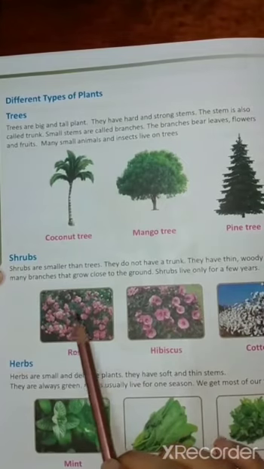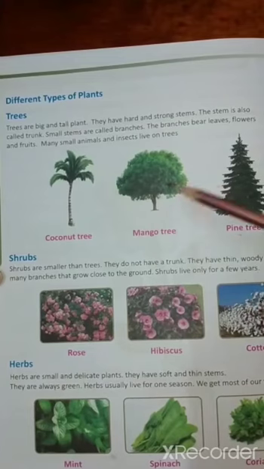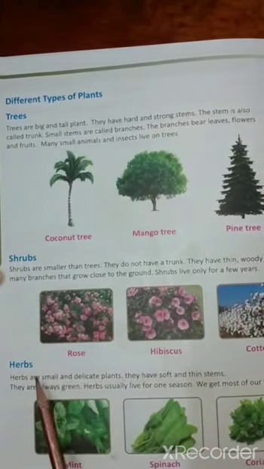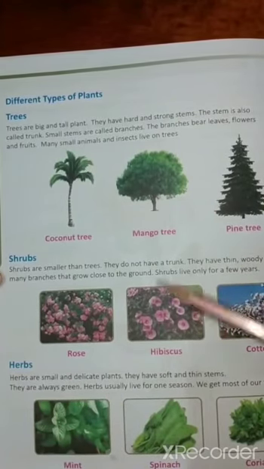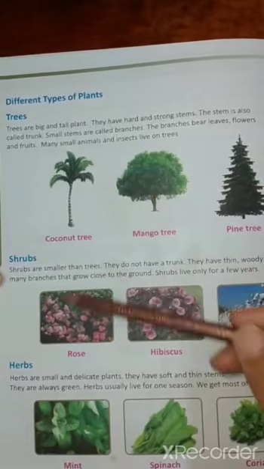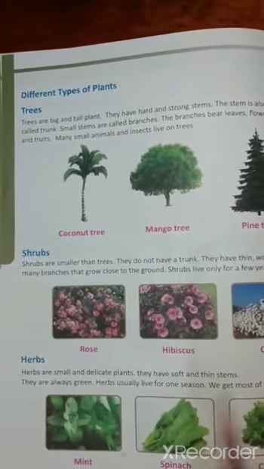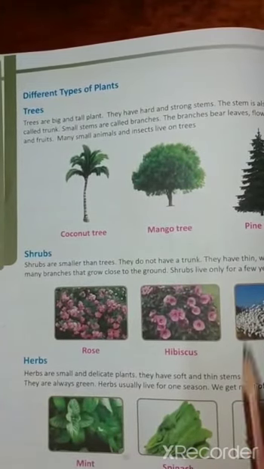और इनकी branches जो होती हैं, they are close to the ground, and shrubs live for a few years. Trees live for so many years. Shrubs live for a few years and herbs live only for one season. So you can see there is a big difference between trees, shrubs and herbs. So if I am going to ask you some questions in the end, you have to answer me, so you have to listen to me very carefully, okay?